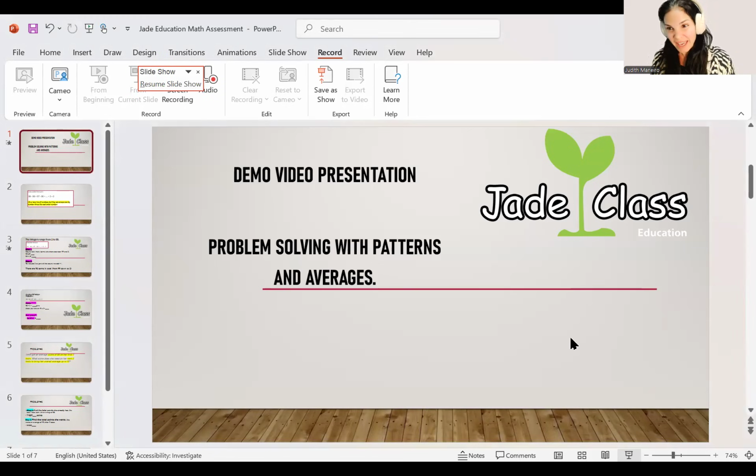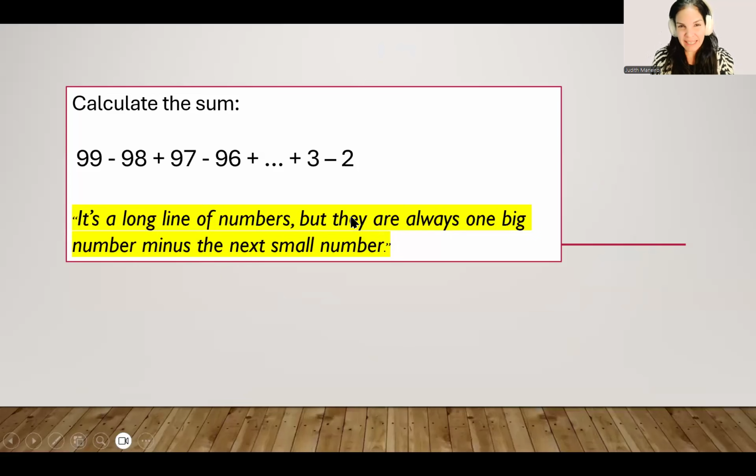Welcome to JadeClass Education. Today, we're going to talk a little bit about problem solving with patterns and averages. The first problem is 99 minus 98, and you can see there's also plus 97 minus 96 plus, and then you see these little dots right here, and those are called ellipses. And that means that the problem keeps going on.